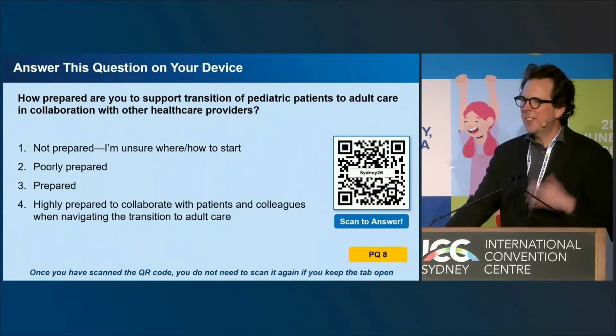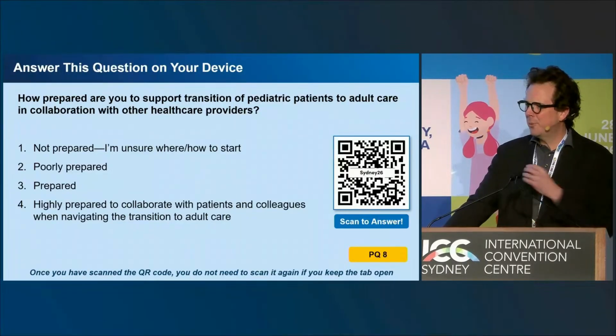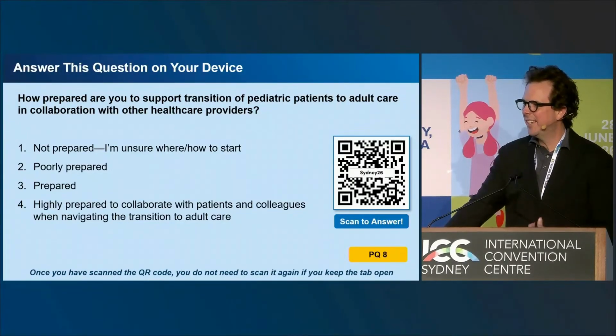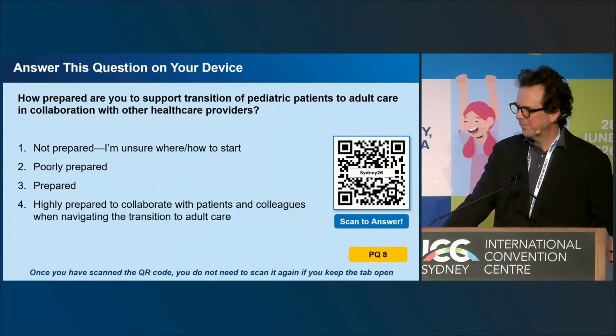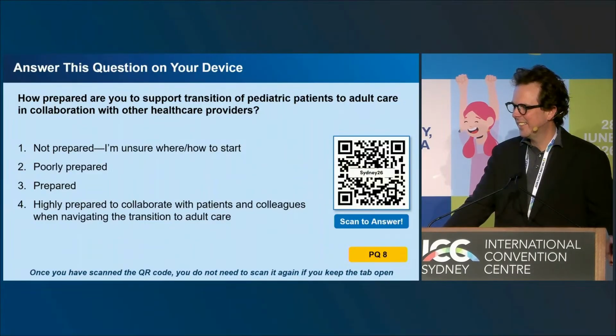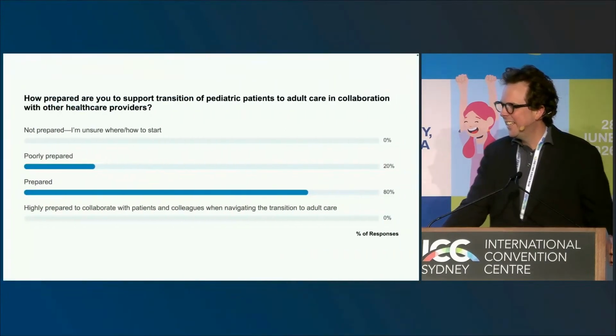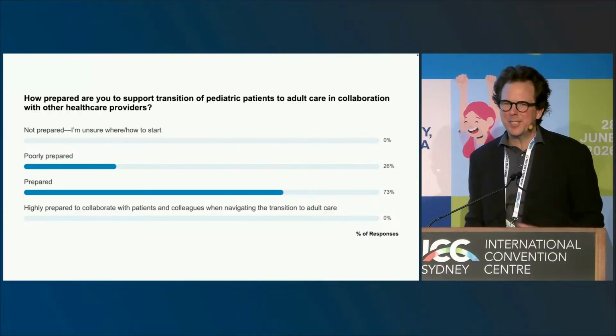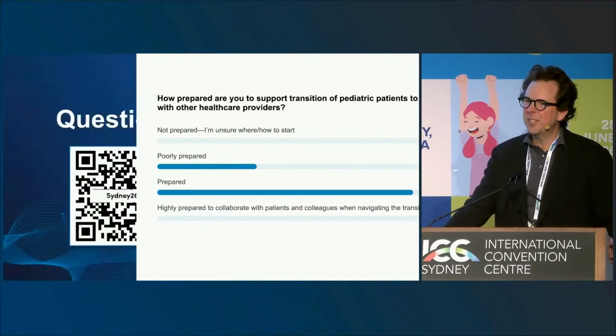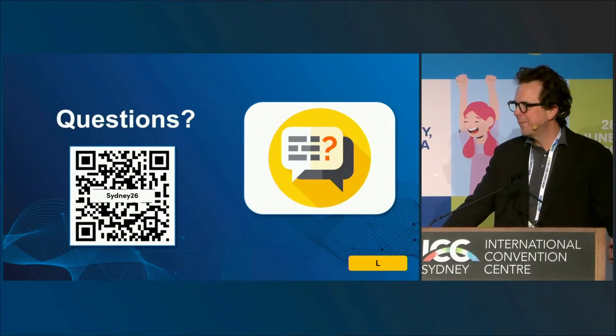All right, the other critical issue was around how prepared you are to support transition of patients to adult care and in collaboration with other partners. And I think we acknowledge this is a big challenge in the field, and there are lots of different solutions here. So hopefully you can connect with others and see what they're doing in their institutes and what's working well.